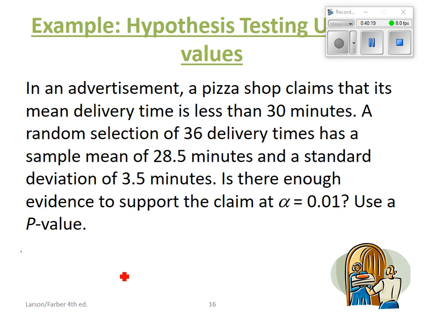I would rather you draw the picture, because then you can put the z-score right here. And especially when we get to the rejection regions, you have to draw the picture, because I have to see where the rejection region is. This is gonna be the rejection region.